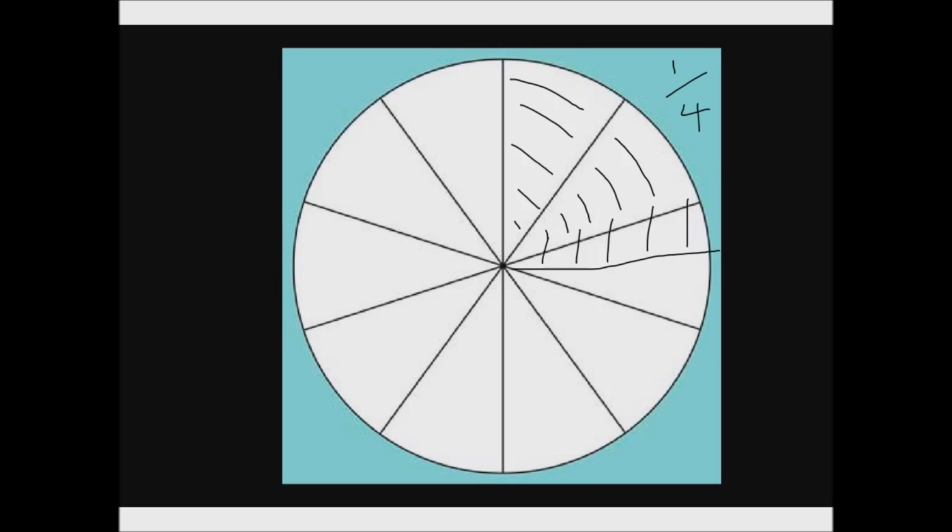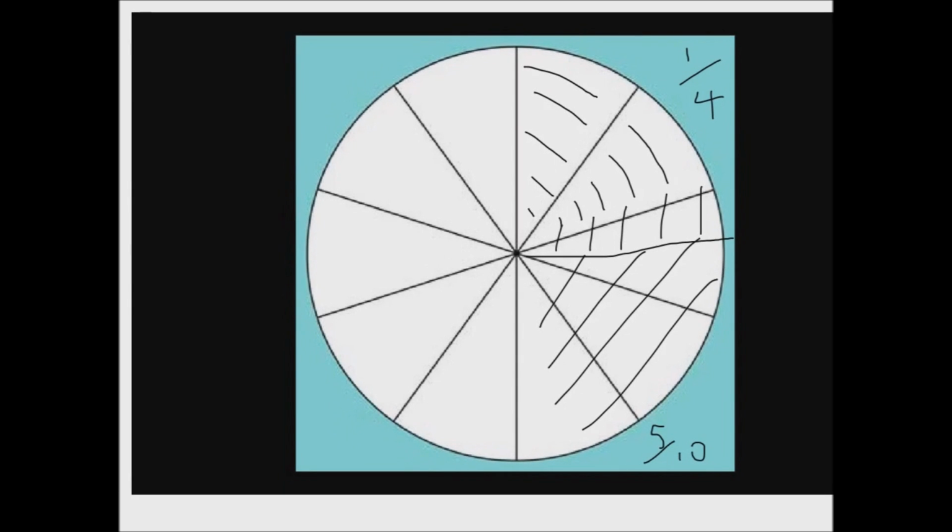If I want to keep going and shade half the circle, I'll make sure that 5 of the slices, 5 out of 10, are actually shaded in. 5 out of 10 is actually the same thing as 1/2.